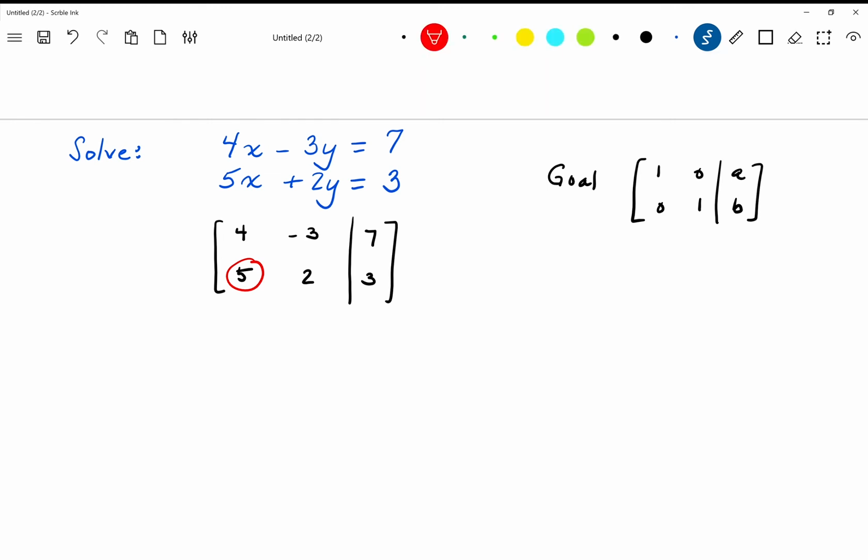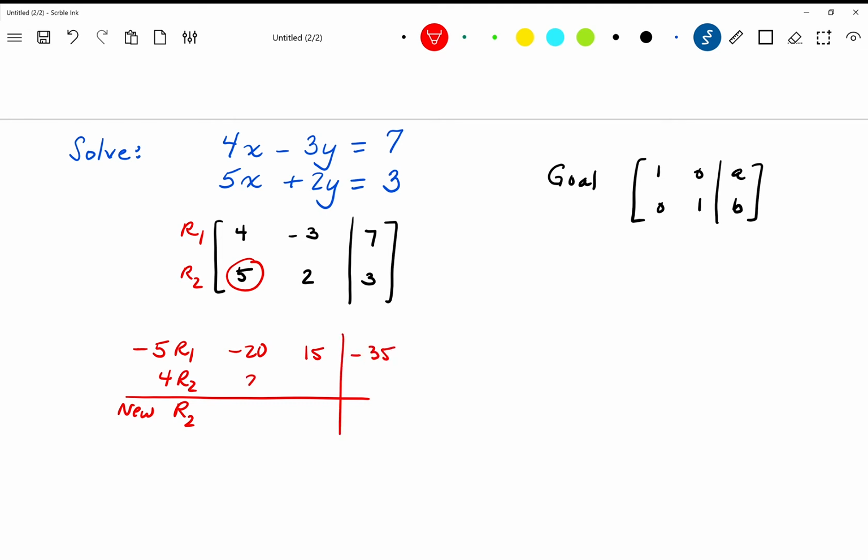Okay. So what I'm going to do, and again, calling these R1 and R2, thinking about elimination, I want to get rid of the x in the 5x equation. So I'm going to take -5R1, and I'm going to add 4 times R2, and that is going to be my new R2. And again, that's because R1, for all intents and purposes, is the way we want it. So -5R1 is -20, +15, and -35. And 4R2 is 28, 12.